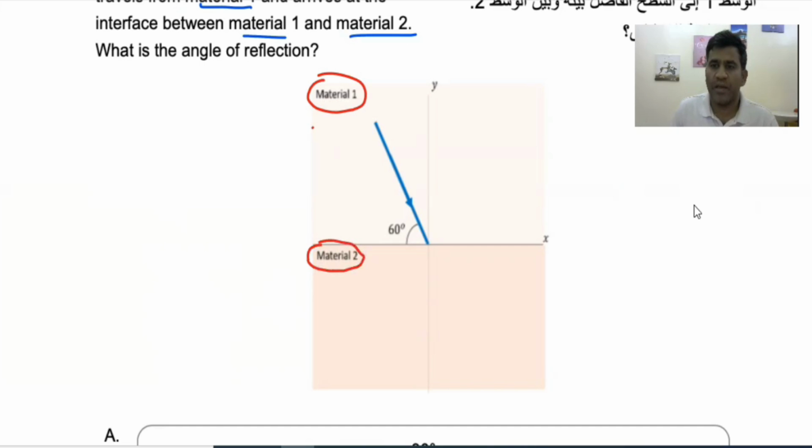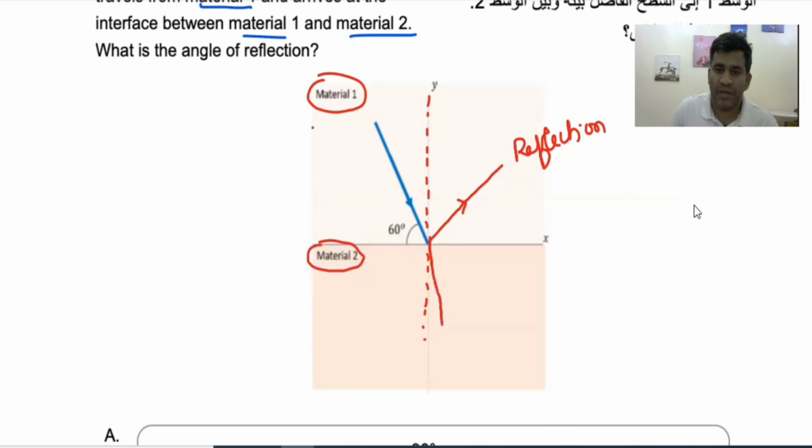When it is hitting the boundary of material 1 and 2, the point where it hits, the line is said to be the normal. This is the y-axis which has been represented here, it is called the normal. Now what is the angle of reflection? As I said, when the light ray hits the boundary, two things happen here. Part of the light will be reflected, it goes back like this. This is called the reflection. And part of the light will be refracted, enters into the medium. This is called refraction. So reflection is different and refraction is different.